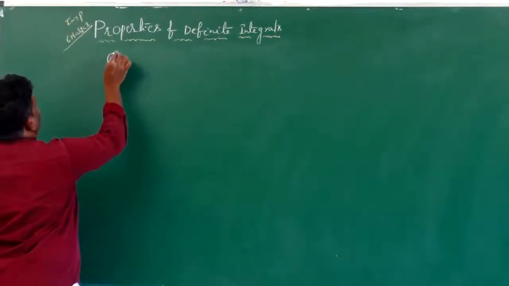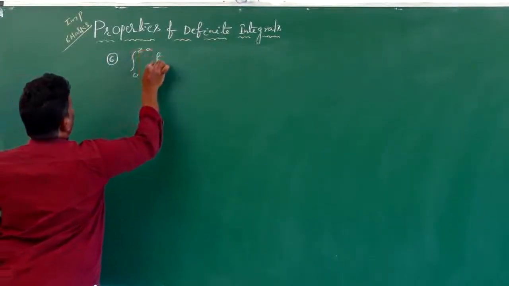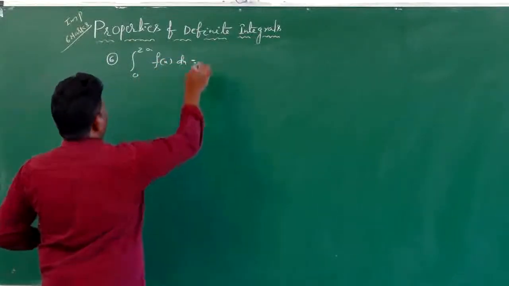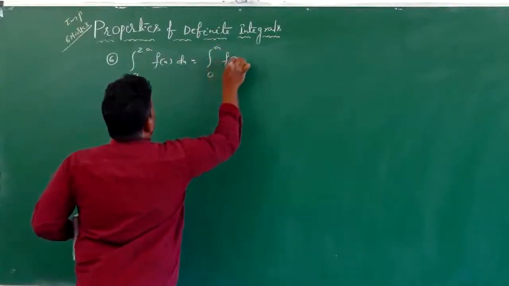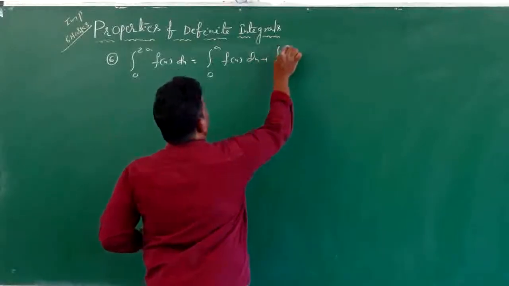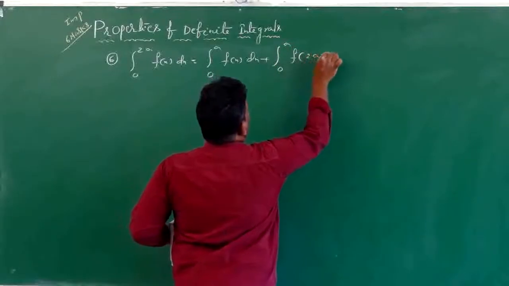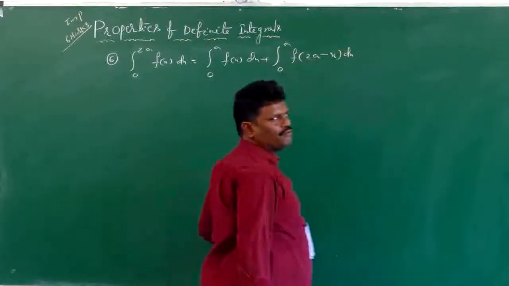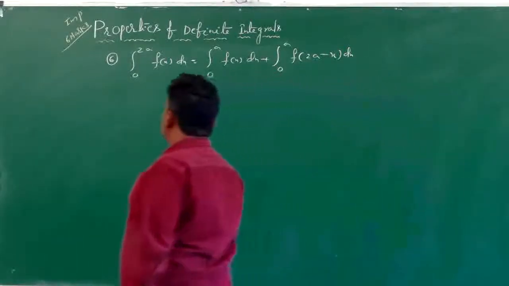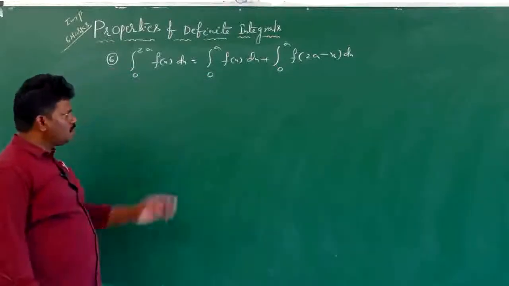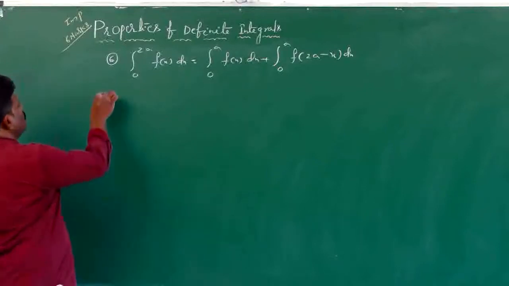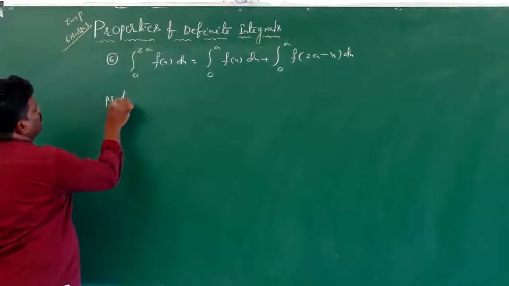Sixth property. Integral 0 to 2a f of x dx is equal to integral 0 to a f of x dx plus integral 0 to a f of 2a minus x dx. Okay? So integral 0 to 2a f of x dx is equal to integral 0 to a f of x dx plus integral 0 to a f of 2a minus x dx. Now this is also very, very important for the 6 marks question.